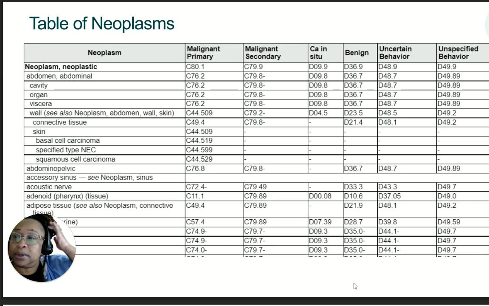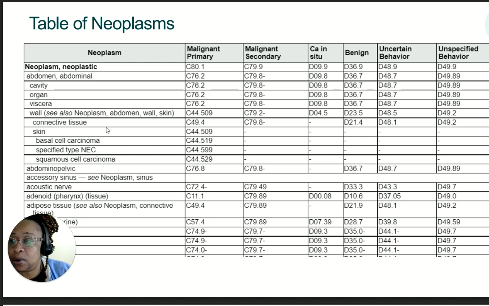Next, this is a table of neoplasm. We have several categories when it comes to the neoplasm. We have the malignant primary, malignant secondary, cancer in situ, benign, uncertain behavior, and unspecified behavior. The majority of the time we're not going to use unspecified or uncertain behavior. That's mostly not used a lot of times. Unspecified behavior is used when we have not confirmed the actual condition or diagnosis.